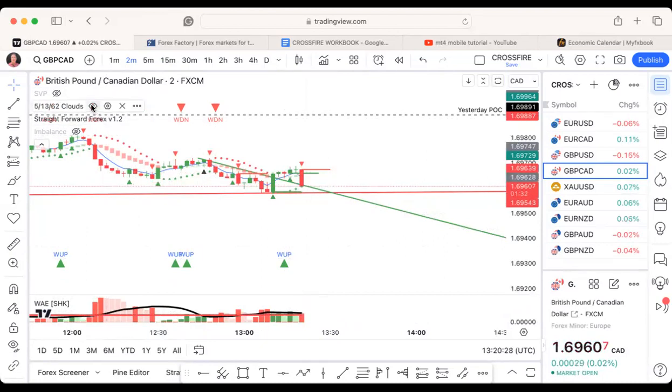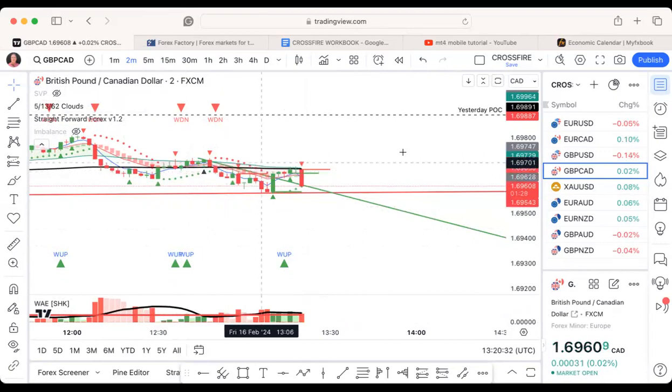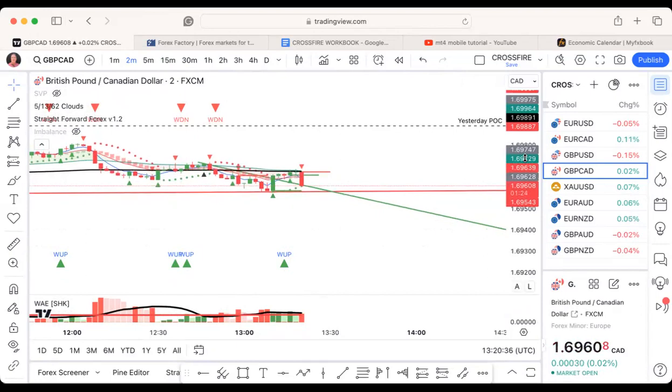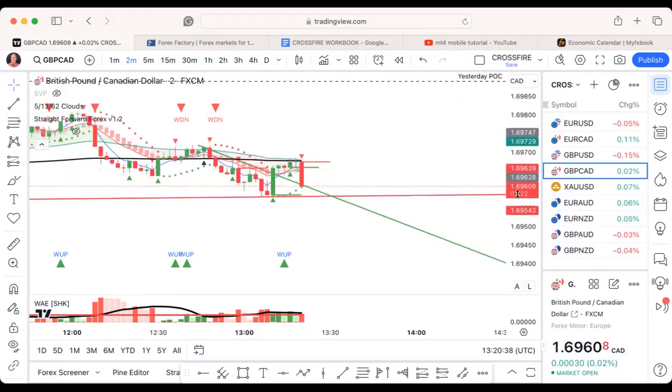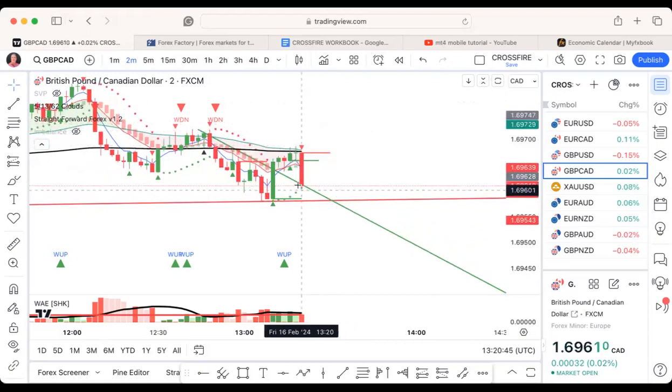I'm going to put the clouds on just for a bit of extra confirmation, but you can see with the cloud, everything's a bit flat. I'll just try and make it a bit larger there. So basically, we were above the green trend line. We've just come back slightly below it. We did have a wave up. We have still got a wave up. We've still got green PSARs, but price has gone up to the 200 moving average and bounced off it.